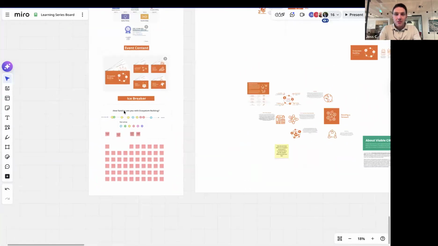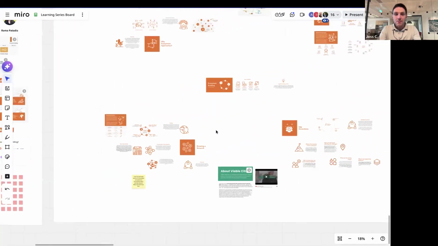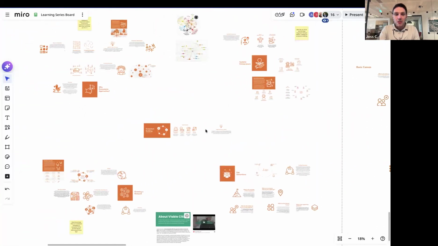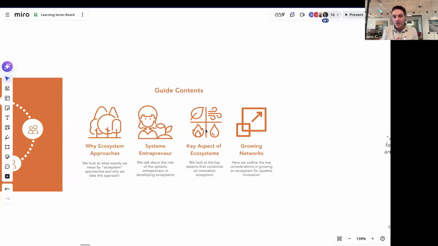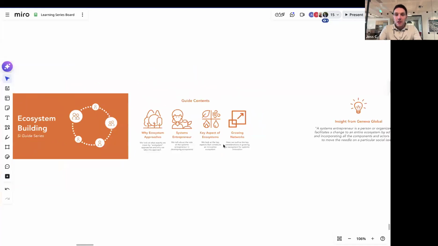So let's all get on the same page for what we're talking about here. Some of what we're going to cover: Why should we take an ecosystem approach? What is systems entrepreneurship? What are the key aspects of a purposeful innovation ecosystem? How do we develop and grow them over time? So that's what we're covering.